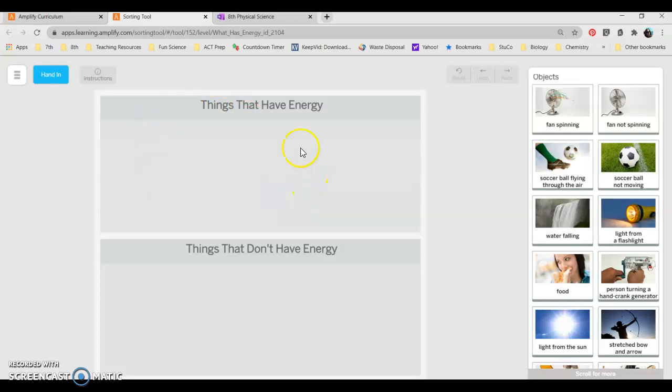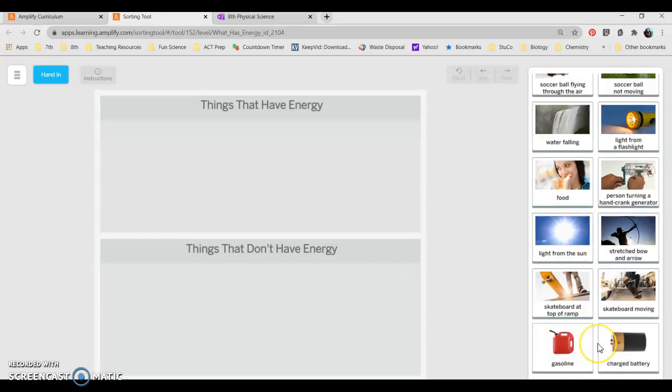What you will see in this is 2 boxes. The first one is things that have energy, and the bottom one is things that don't have energy. Over on the right-hand side, you have a number of objects. You'll sort the objects that you know or think you know have energy into the top box, and things that you think don't have energy into the bottom box. If you're not really sure whether it has energy or not, you can just leave it over here for now. We're going to revisit this sorting tool a couple times. As we learn a little bit more, you will change your ideas about energy and probably change how you sorted things.